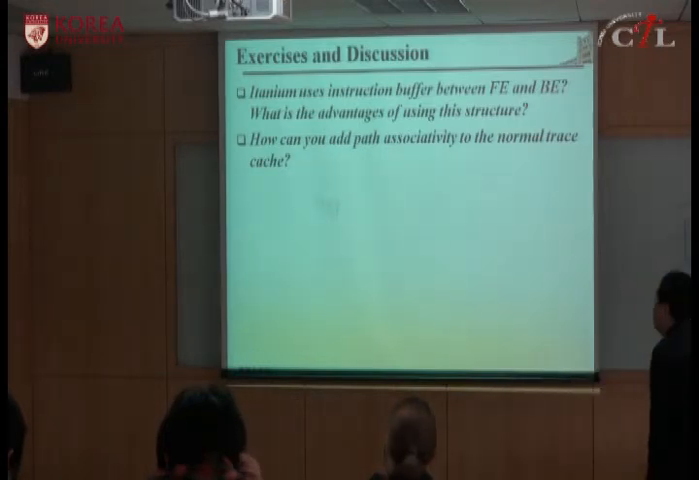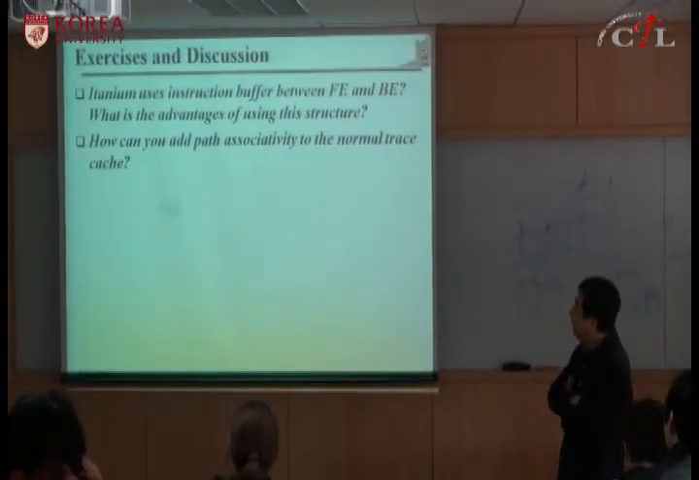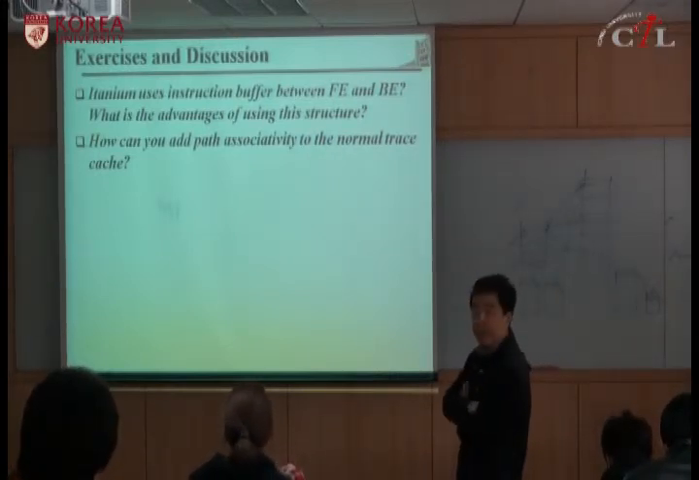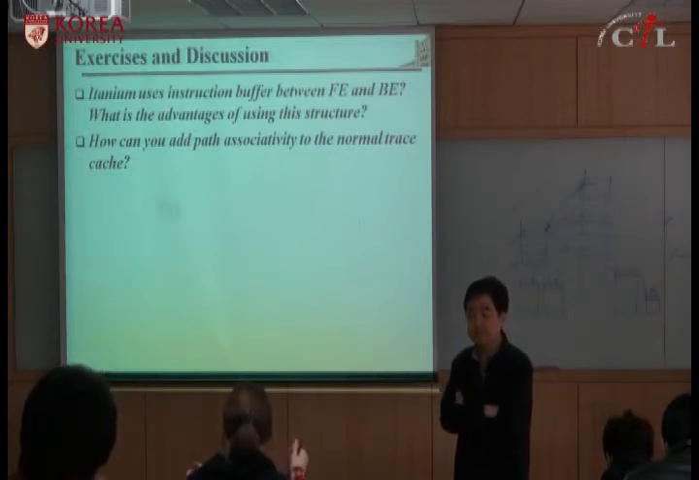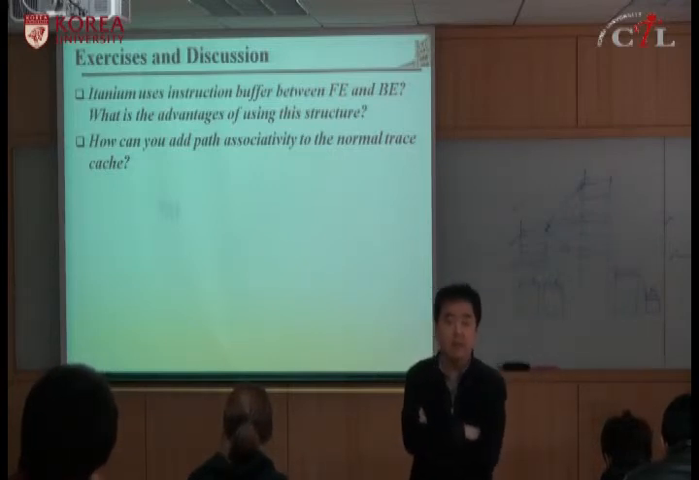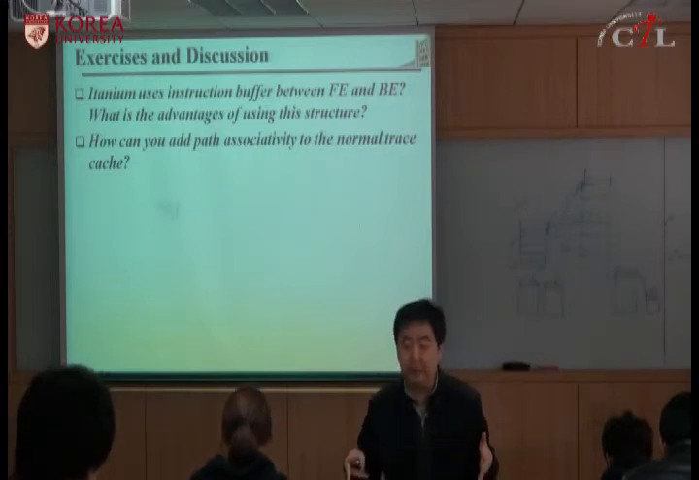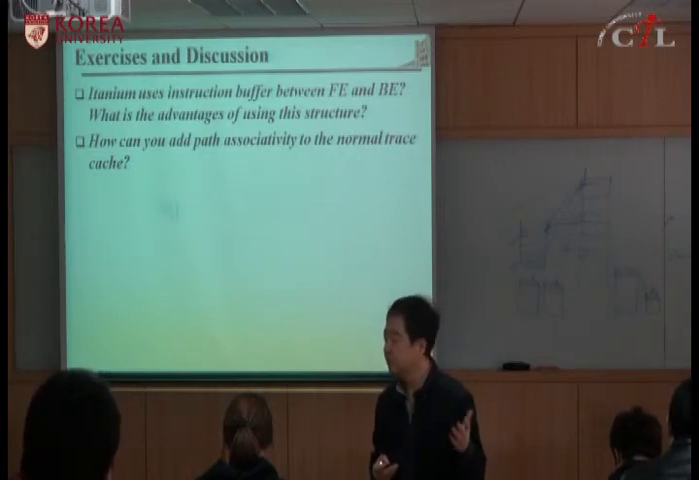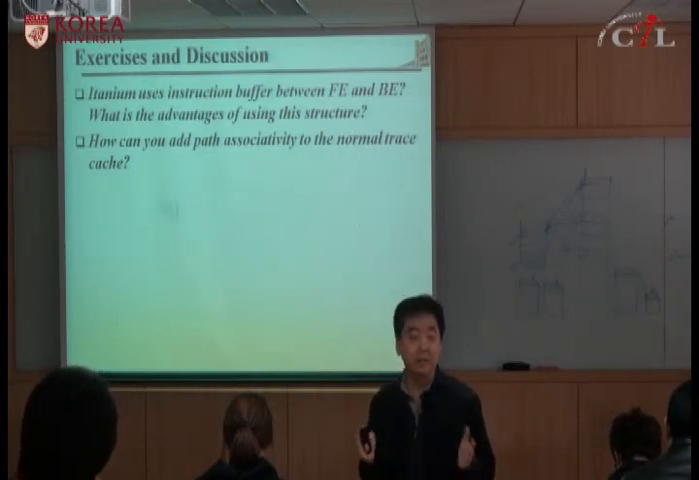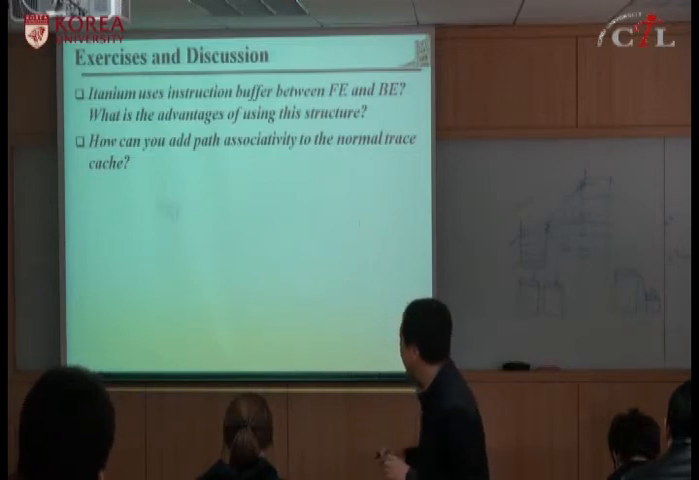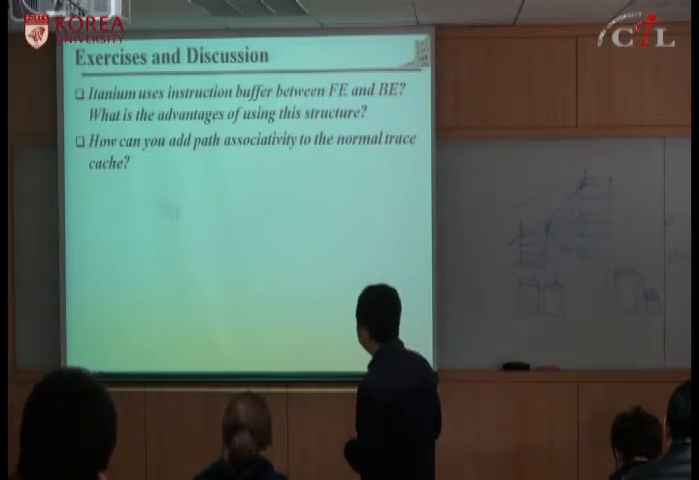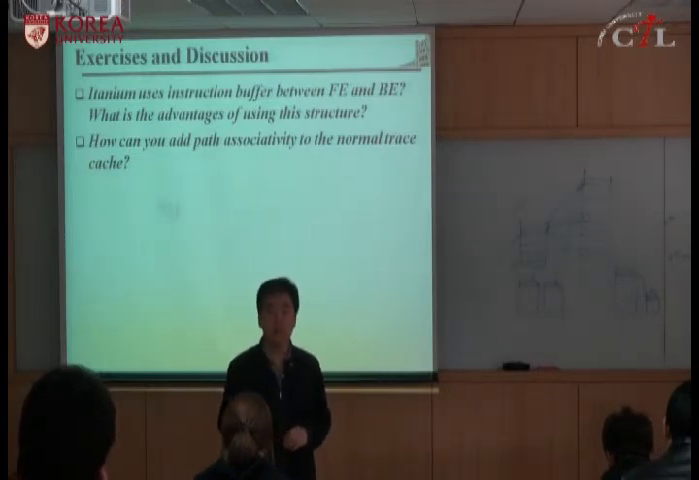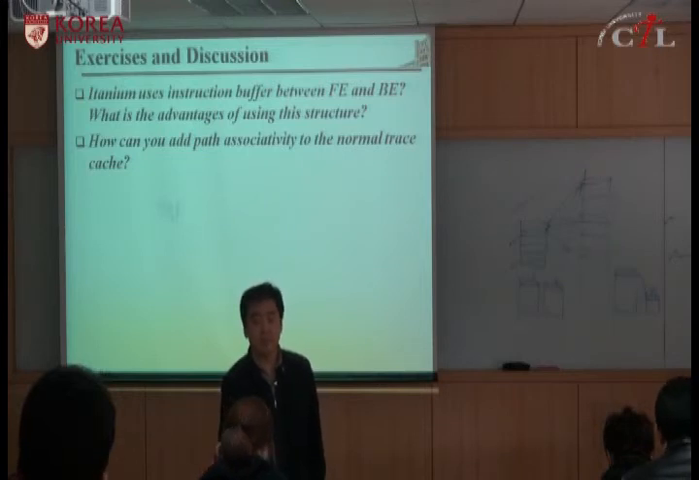So, Itanium actually uses some buffer between front end and back end. Okay? So Itanium is a 6-issue processor, and if I remember correctly, right after the instruction fetch, there is an instruction latch or buffer. It contains maybe about 12 instructions or something like that. I don't remember exactly, but there is some buffer between front end and back end. What should be the advantage of having this instruction buffer? Why do they have this buffer?